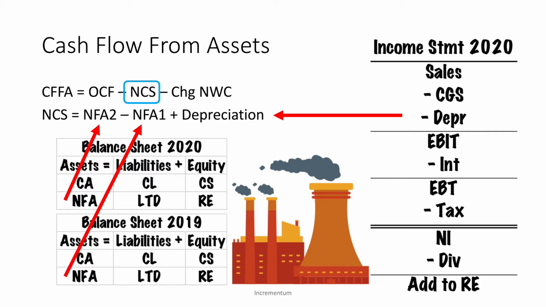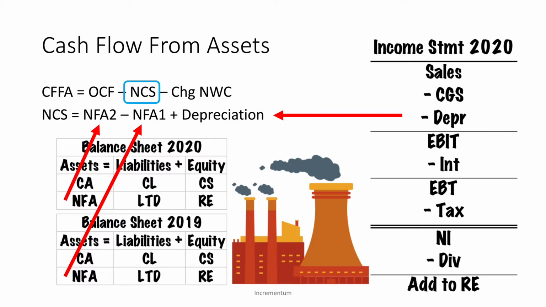When we look at net fixed assets in 2019, or we can also say net fixed assets at the beginning of the year, that's going to be gross fixed assets in 2019 minus accumulated depreciation in 2019, minus depreciation in 2018, minus depreciation in 2017, and so on. Notice that that didn't include depreciation in 2020.